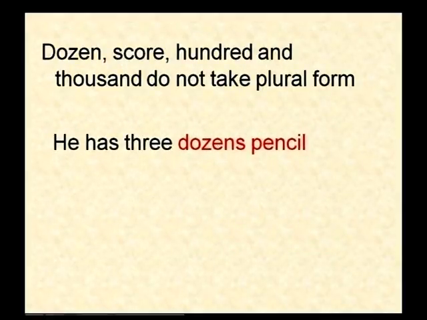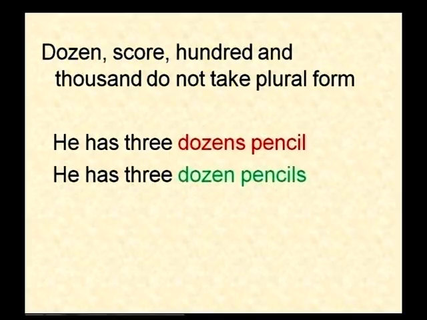Now the words like dozen, score, hundred and thousand do not take a plural form. Look at the example: he has 3 dozens pencil. You don't say dozens pencil, but what is the correct use? He has 3 dozen pencils. The plural has to be added to the noun there, pencils, not dozens. Or you can say I bought 2 dozen bananas. You don't say 2 dozens bananas.